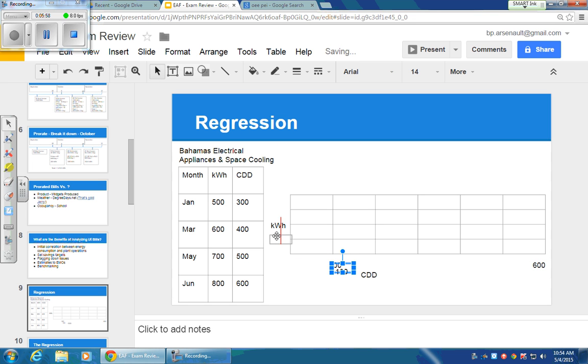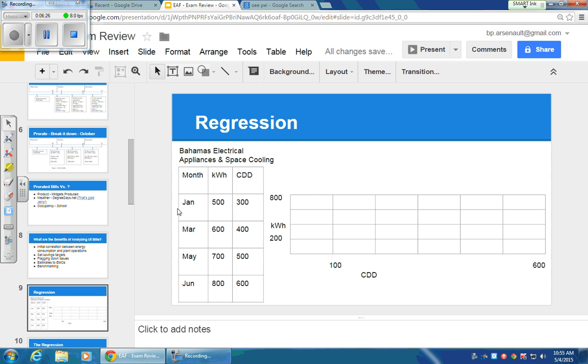And on the y-axis, our highest number is 800, and I've got 1, 2, 3, 4. So I'm going to go in 200 increments on this one. 200. And that will be the first line. And I'm going to copy and paste that and bump that up to the top here at 800.